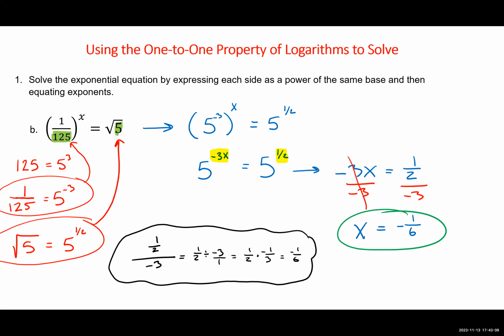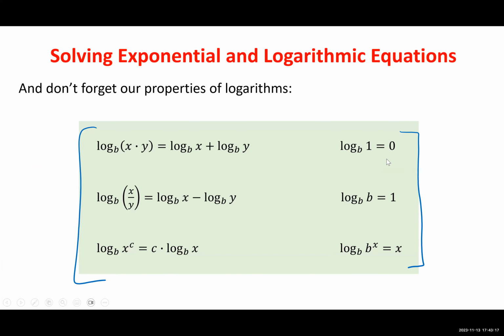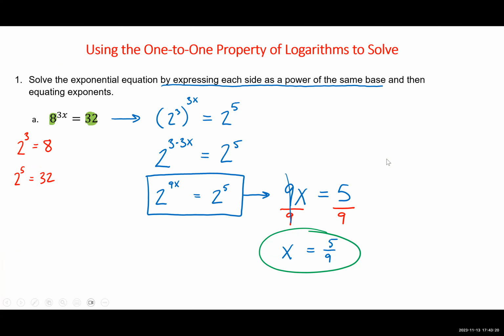Okay, I'm going to go back one slide. Back one slide. It's right here. 8 to the power of 3x equals 32. Well, we were able to solve this problem using the one-to-one property, actually not of logarithms, but of exponential functions, because 8 and 32 are both powers of the same number.